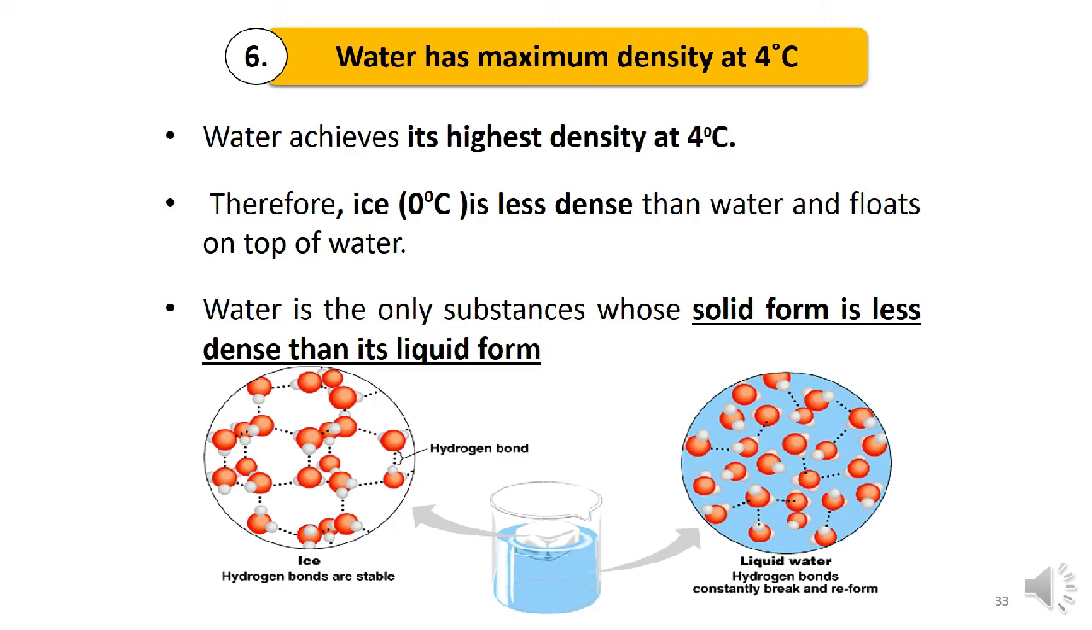Anything below 4 degrees Celsius, the water will then change its state of matter from liquid water into solid ice. So therefore, the ice, usually at 0 degrees Celsius, will be less dense than the liquid water and floats on top of the water here. So water is the only substance whose solid form is less dense than its liquid form. The solid form here is referring to ice.